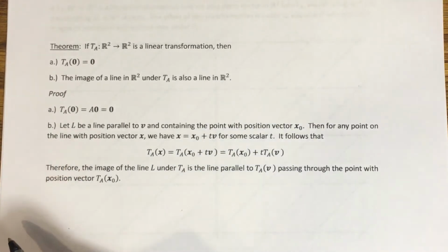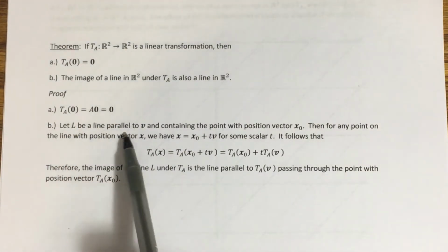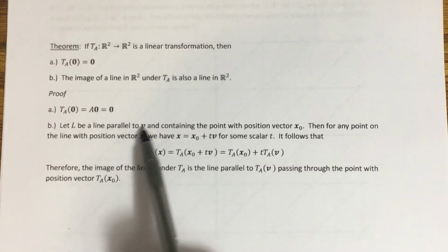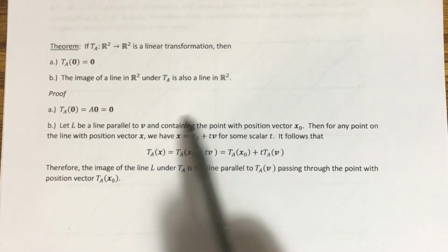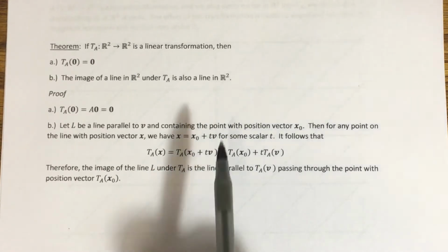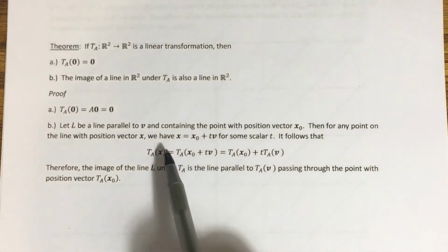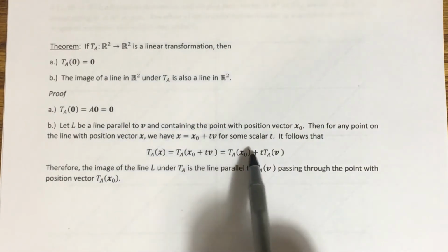Next up, we're going to use what we did in chapter 3, where we came up with the vector equation for a line. So here, let's let L be any line, and to give some character to that line, let's say that it's parallel to some vector v, and it contains the point with position vector x naught. Knowing these two things allows me to come up with the vector equation for this line, which we talked about in chapter 3. x equals x naught plus tv for some scalar t.